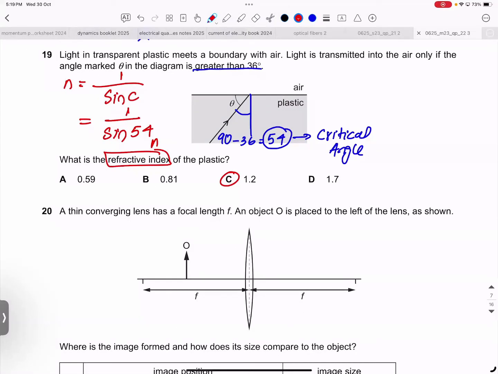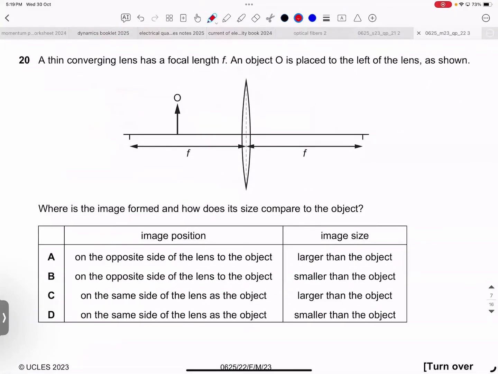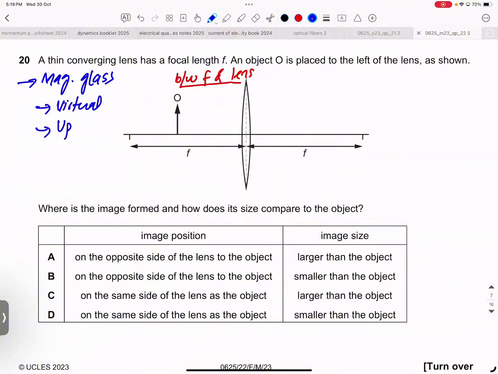Question number 20. A thin converging lens has a focal length f. The object O is placed between f and the lens. When the object is between f and the lens, this is a magnifying glass. The magnifying glass image is virtual, upright and enlarged. These are some features of a magnifying glass image. And it is formed behind the object on the same side.